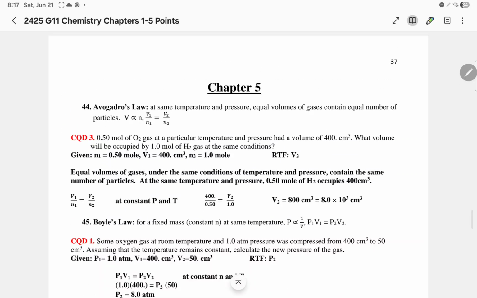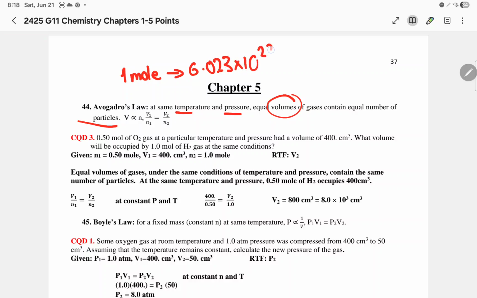Anyways, let's begin. So we start off with a definition of Avogadro's law. We already took this definition before in grade 9, which states that at the same temperature and pressure, the equal volume of gas has the same number of particles. And we know already, I don't know if this is mentioned here or not, in 1 mole, we have Avogadro's number of particles, which is 6.023 times 10 power 23. That many particles in 1 mole.